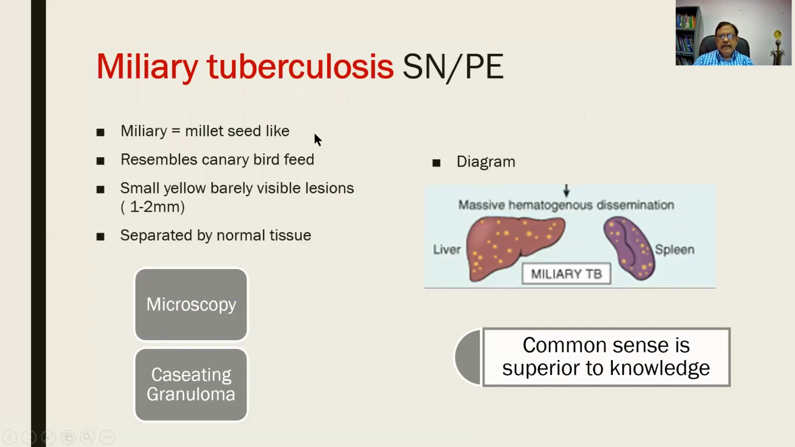The word miliary means millet seed-like. It resembles canary bird feed, something that is used for feeding the birds. Hardly about 1 to 2 millimeters in size, not centimeters. They are yellowish and spread throughout the affected organ, separated by the normal parenchyma. So there is a normal parenchyma and specks of these miliary lesions.